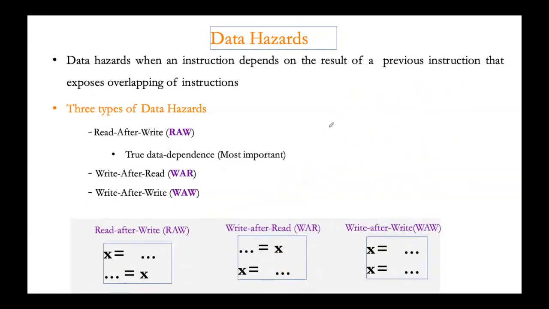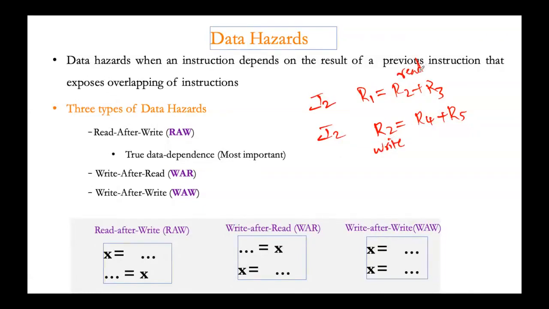In terms of instructions, suppose I have instruction 1 as R1 = R2 + R3, and another instruction as R2 = R4 + R5. Here the read operation happens on register R2 in the first instruction, and then the write operation happens on R2 in the second. So we call this write after read.